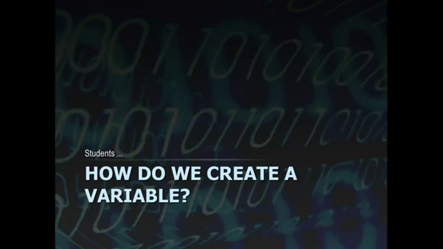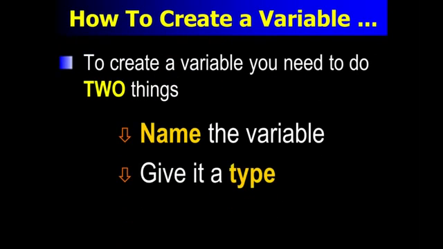Okay, so how do I do this? Well, in computer science, it's done through code. So you're going to write code to create the variables. And the way you write code is specific, just like anything in code. It has a specific format. So to create a variable in code, you need to do two things.